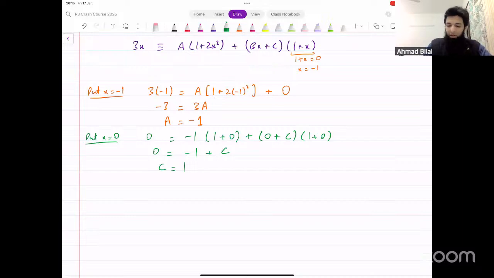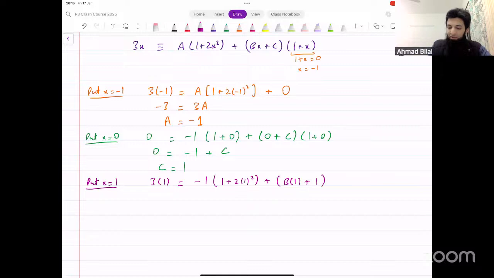Okay. Now we need to find b. Input any other value of x that you haven't used yet. We can input another small value, x equal to 1. Let's use that now. X equals 1. On the left side, we have 3 times 1. On the right side, a is -1. Then 1 plus 2 times 1 squared plus b is what you have to find out. B into 1 plus c. C is 1 into 1 plus 1, right?